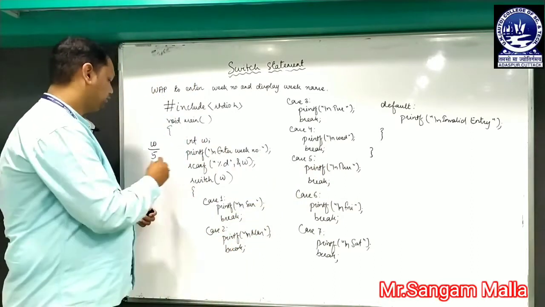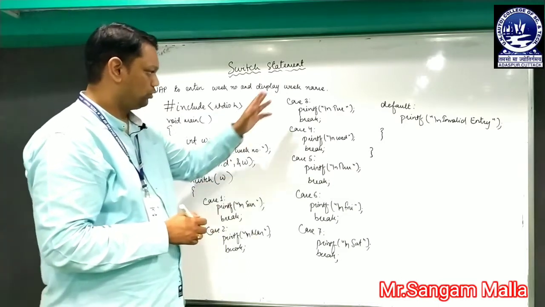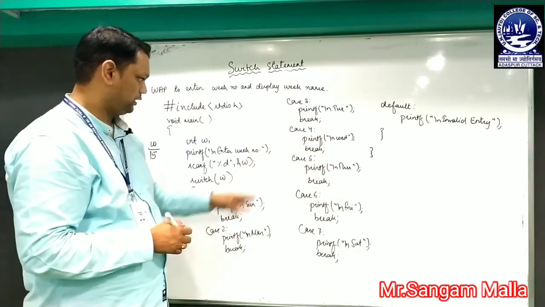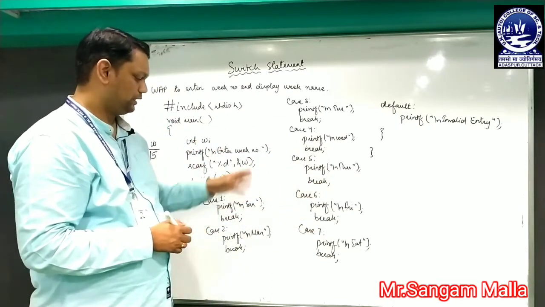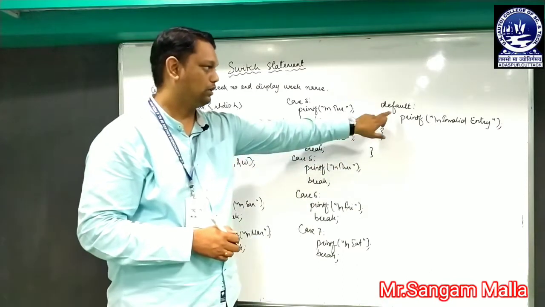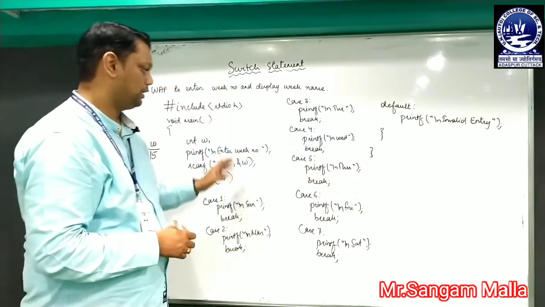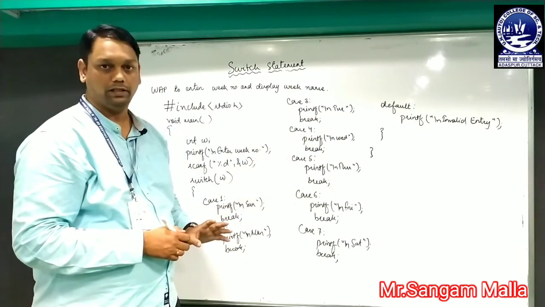Similarly, if a user, let us say, has entered 15, so 15 is not in any case value. That means you can see case 1, case 2 up to case 7, there is no 15 value. So if all the case values will return false, it will come to default. That means invalid entry. So any number other than 1 to 7 will be considered under invalid entry.